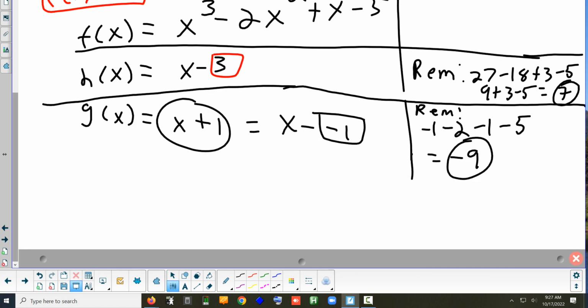Any question? For the x plus 1, it goes with any number, right? Not just 1. So like x plus 3, the number in the box would be negative 3. Yep.